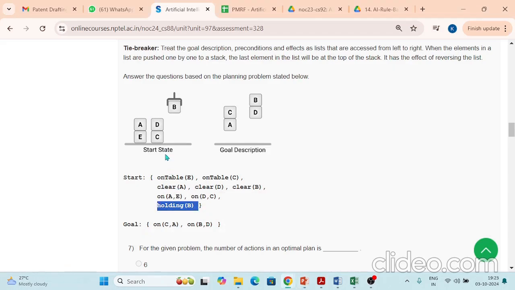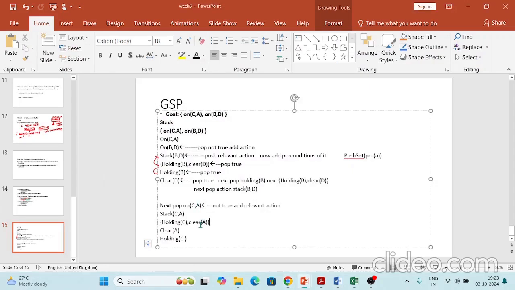You see, on C comma A is there in the start state? We are not having on C comma A. So not true. Whenever it is not true, we need to add the relevant action. So what is the relevant action? Stack C comma A is the relevant action. So after that, preconditions: holding C, clear A. Next add those two also. Sorry, we need to write holding C first, then clear A.